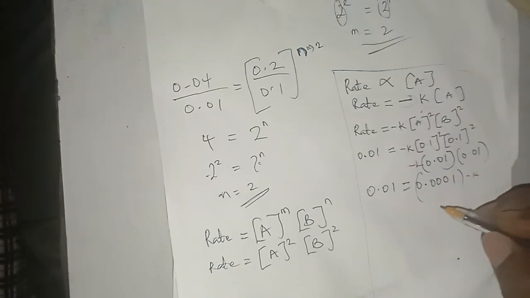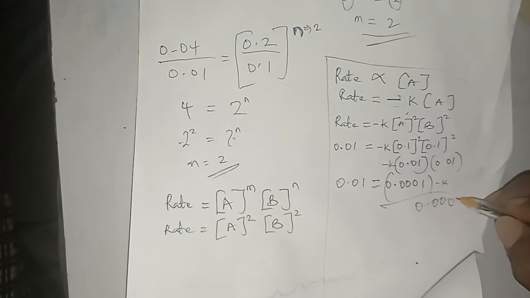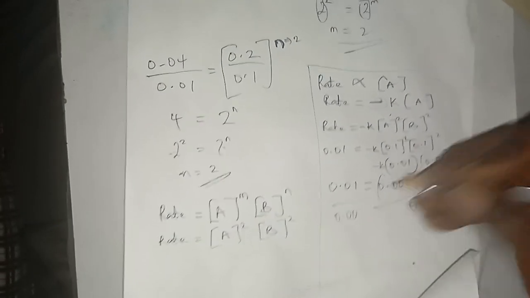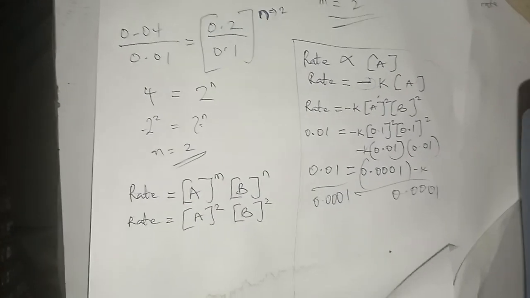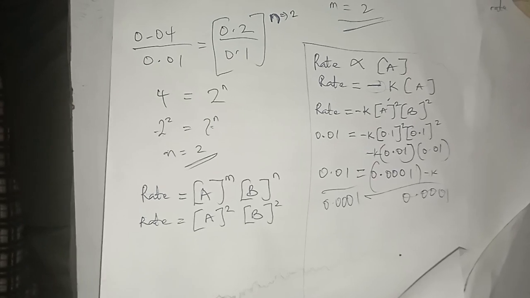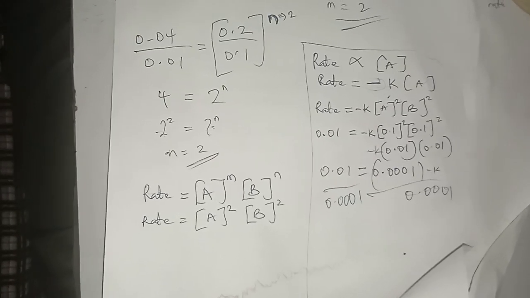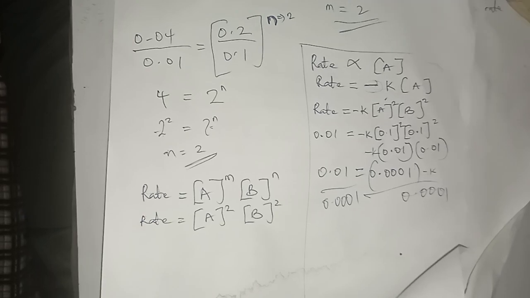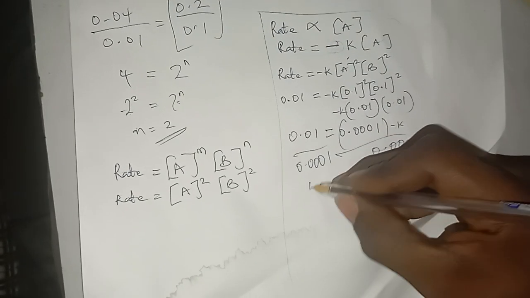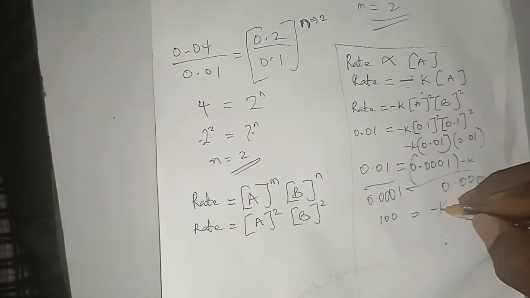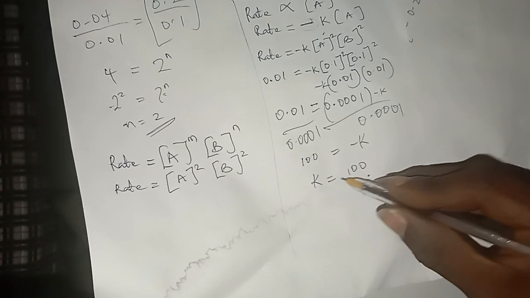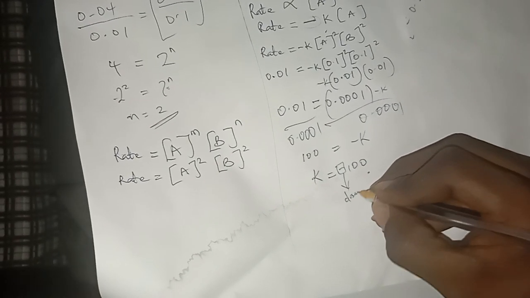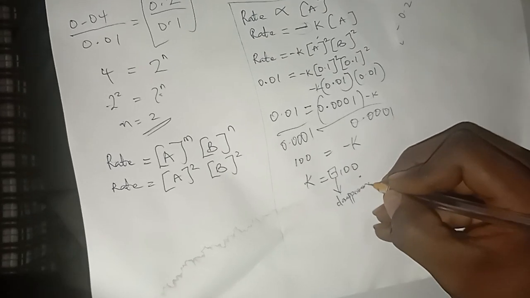So making K the subject of the formula, I'll divide both sides by 0.0001. So it's now 0.01 divided by 0.0001. So I'm getting 100 equals minus K. So I can say K is equal to 100, or I say K equals minus 100. And I told you that this minus simply means disappearance. It doesn't mean minus like that. It is a negative value.